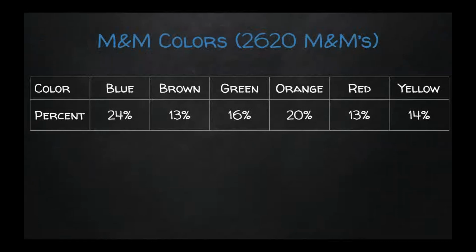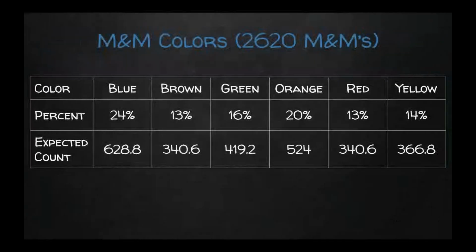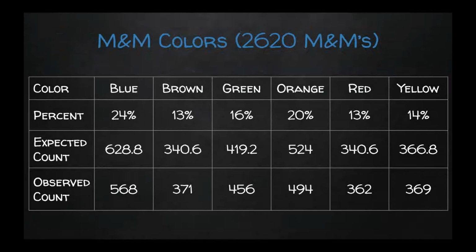According to the M&M company, I believe it's Mars Incorporated, the percentage of each color of M&Ms is given below. 24% should be blue, 13% brown, 16% green, 20% orange, 13% red, and 14% yellow. I took a sample of 2,620 M&Ms. If the counts reported by the company are true, here is how many M&Ms of each color I would expect to get. And here are how many I actually observed.